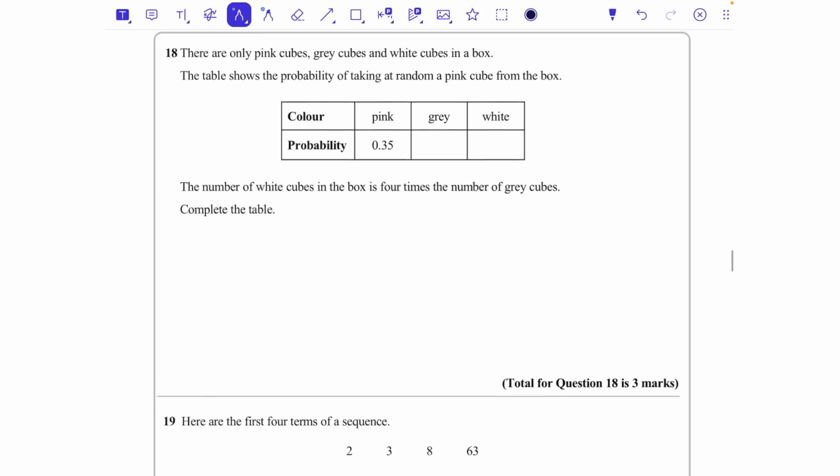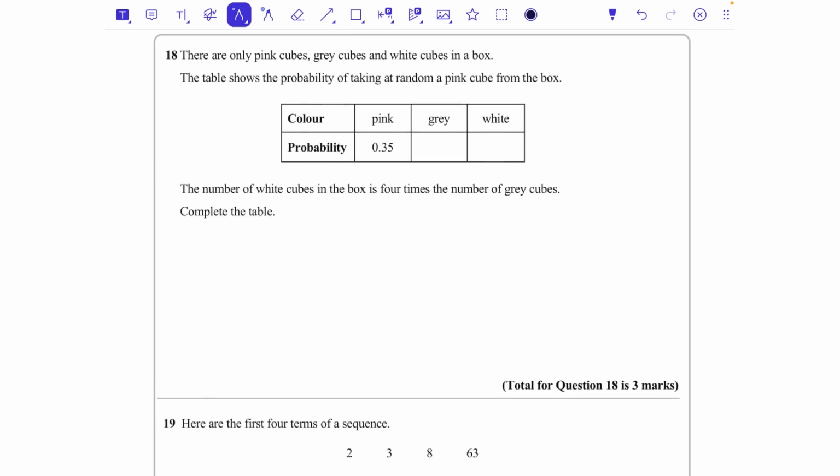Question number 18. There are only pink cubes, grey cubes and white cubes in a box. The table shows the probability of taking at random a pink cube from the box. The number of white cubes in the box is 4 times the number of grey cubes. Complete the table. So this one here, the number of white cubes, this is 4x and this is x. Or you can write it in the ratio 1 to 4.